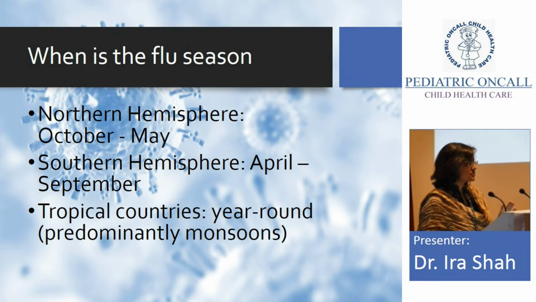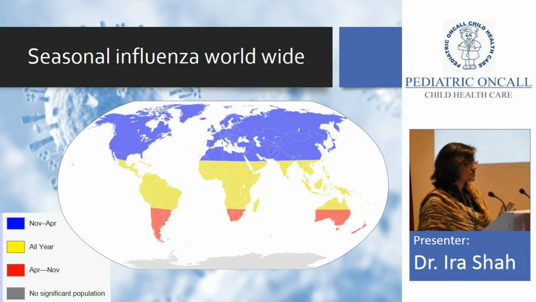Now, why is it important to know the season? Because when you get a vaccine, you're supposed to give it before the season starts. So in the northern hemisphere, they'll give it before the season starts, probably in August or September. So you need to know which vaccine to give. Now in India, I'll come to the vaccines later, but it's very difficult to predict what time to give the vaccine. So as you can see, the blue line is the temperate countries, November to April. All year round is the tropics, that's where we stand, and the southern hemisphere is April to November.